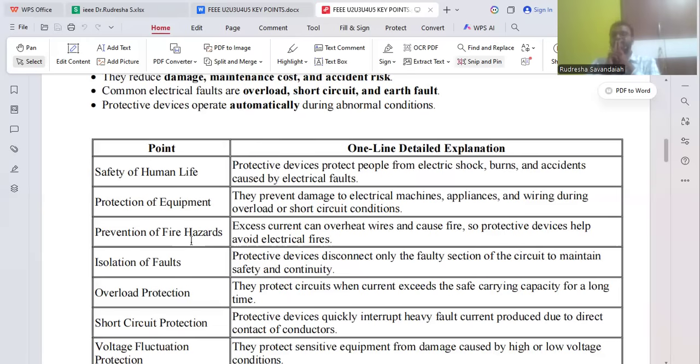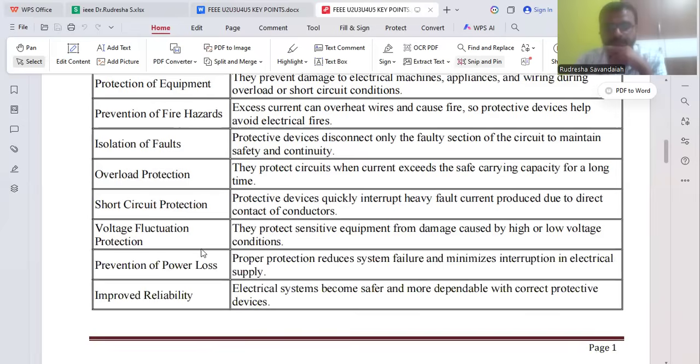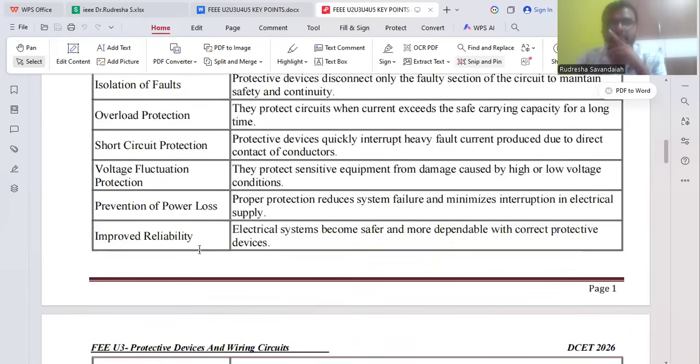Short circuit protection. Protective devices quickly interrupt heavy fault current produced due to direct contact of conductors. That is short circuit protection. Voltage fluctuation protection. They protect sensitive equipment from the damage caused by high or low voltage conditions.